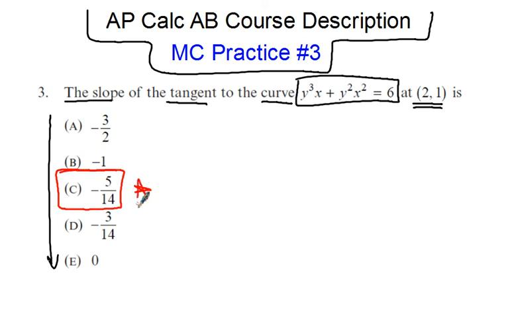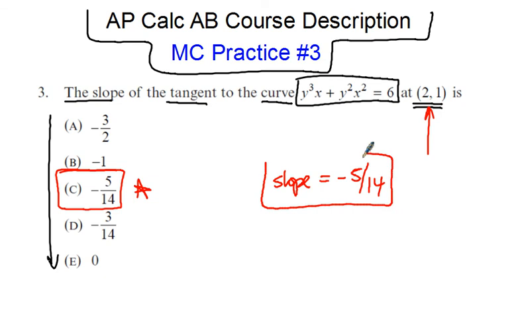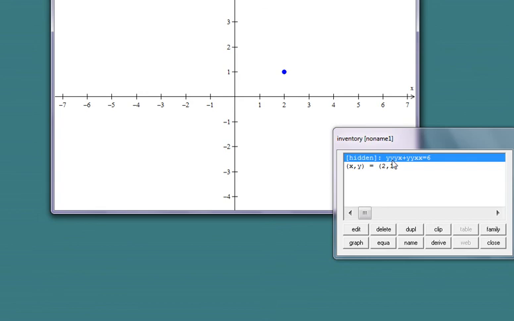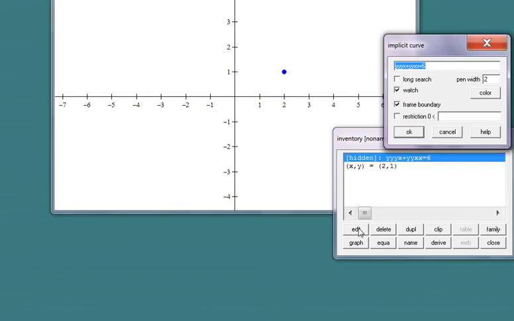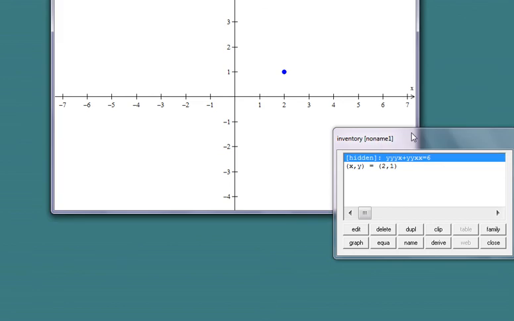All right, but as long as we're in a position where we can use technology to verify our answer and try to really make meaning out of that, let's go ahead and use a graphical tool. So here's what's going on. We've got the point (2, 1), and we've got a slope of negative 5/14. Okay, so let me just put the graph up, and then I'll come back and make a comment on that. Okay, so I went ahead and typed in the equation that we were given that was equal to 6. Okay, and I'm going to go ahead and graph that now.